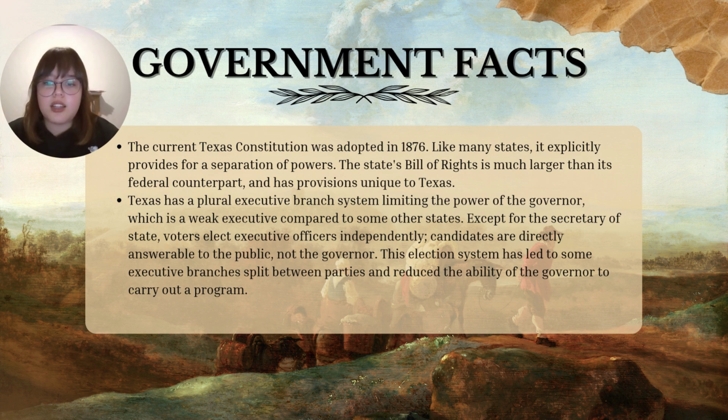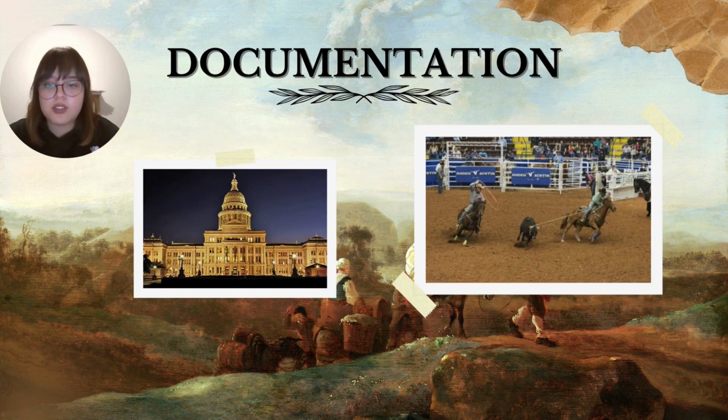Candidates are directly answerable to the public, not the governor. This election system has led to some executive branches split between parties and reduced the ability of the governor to carry out a program. Well, next, continue with the slides.